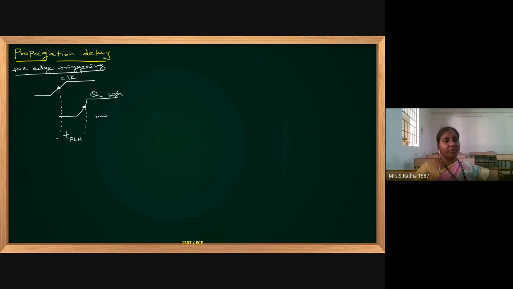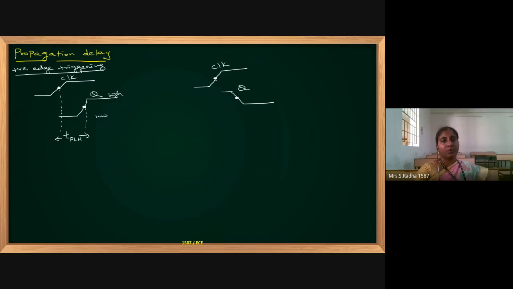You may have come across this terminology in different subjects, or further in your third year, final year. This is the propagation delay for the output going from lower voltage to higher voltage. Okay, clock is given, but output is going a little late. Similarly, positive edge triggering clock is given, but the output is going with a little delay with respect to the clock.